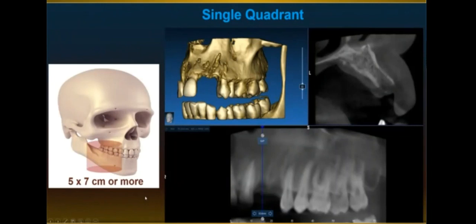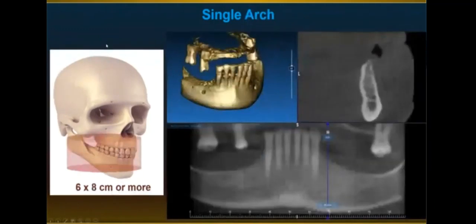By the way, the field of view is always represented by 2 digits. The smaller digit represents the vertical dimension, and the bigger digit represents the diameter of the field of view. Whichever comes first, the smaller digit always represents the vertical dimension. Then a single arch, and I mean only the tooth-bearing area. I'm not considering here the third molar, because it's not commonly used as an implant site.